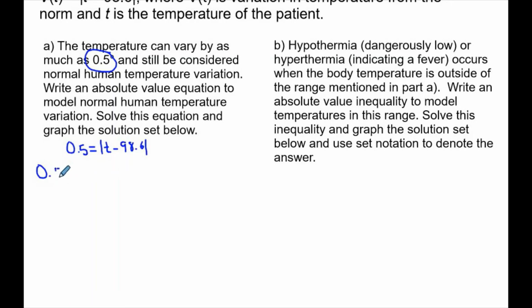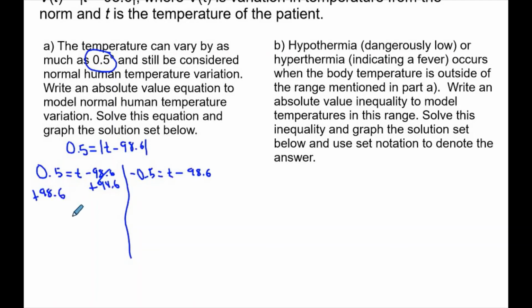All right, so we take 0.5 and we set it equal to t minus 98.6, removing the absolute value symbol, because now we're going to set up a second equation in which negative 0.5 would also equal t minus 98.6. And then we just solve this equation, and both these equations are just one-step equations. I'm going to add 98.6 to both sides. So I add it here and it cancels, and I add 98.6 here.